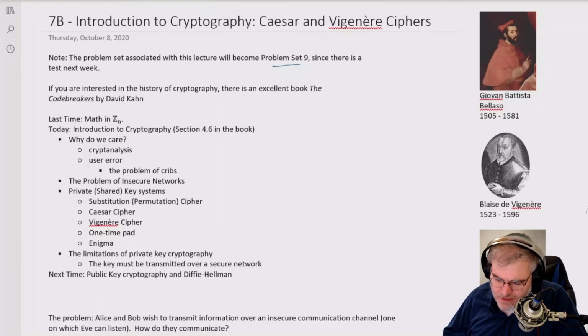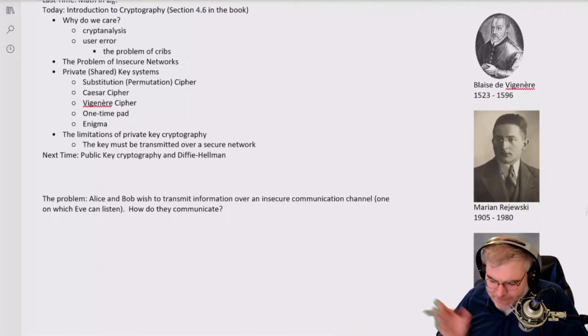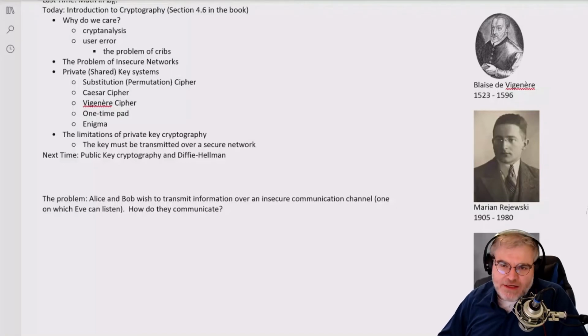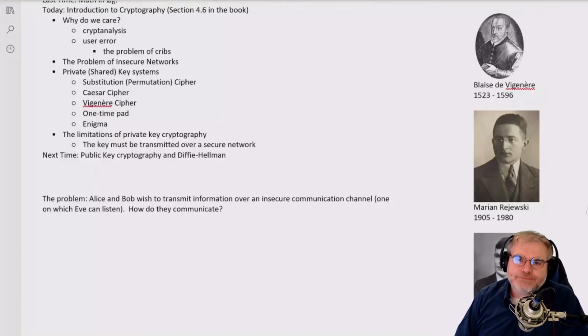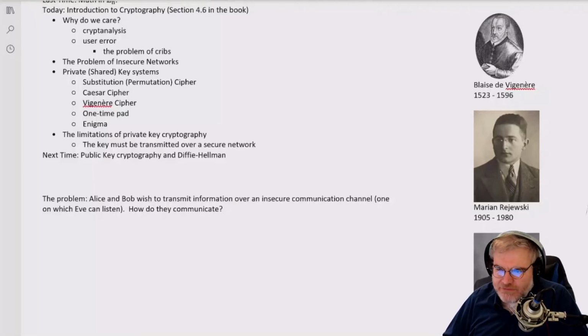Okay. All right. So here's the problem. Alice and Bob, and it's always Alice and Bob, by the way. I don't know why, except it's usually A and B. Alice and Bob want to transmit information over an insecure communication channel, one on which Eve, I don't know why it's always Eve, seems a little sexist to me, but I guess Adam was taken, because we want A, Alice, and B, Bob, so E, I guess they decided to do. One on which Eve can listen. How do they communicate? And this is basically the problem. Yes, there you go. Eve because of eavesdropping, probably. Thank you.